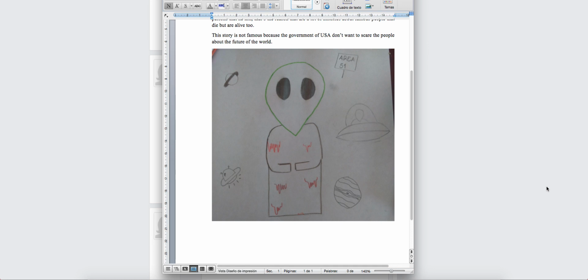And that's the story. The story is not famous because the government doesn't want people to be scared about the future. The government doesn't want to, they know that there is life on other planets.